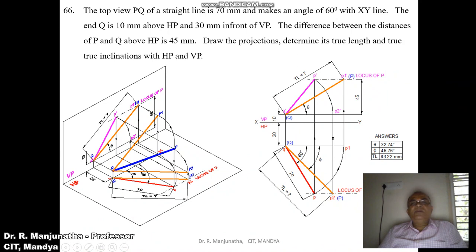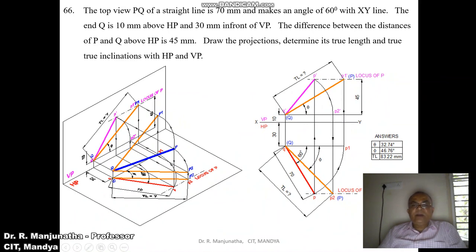Then we know that the top view of the line makes an angle of 60 degrees with the XY line, with a length of 70 mm. So by using the protractor with Q as center, with respect to the horizontal line, you measure an angle of 60 degrees and then draw an inclined line. And then by using the compass with Q as center, taking the radius of 70 mm, cut an arc on that 60 degree line so that you get this point as P.